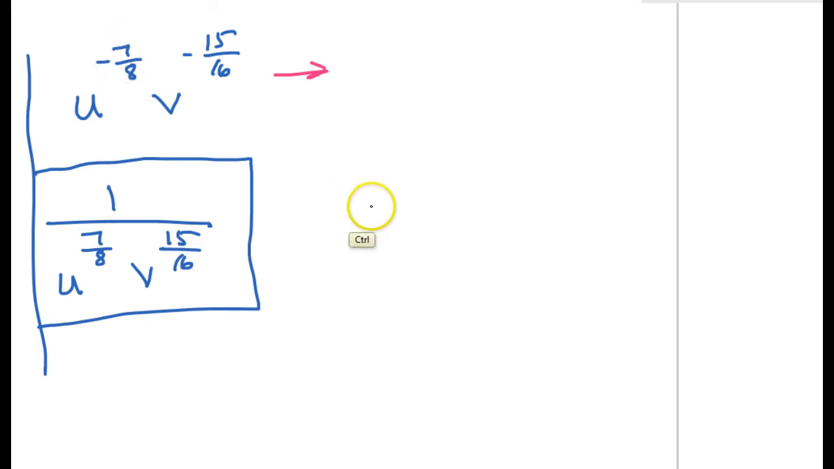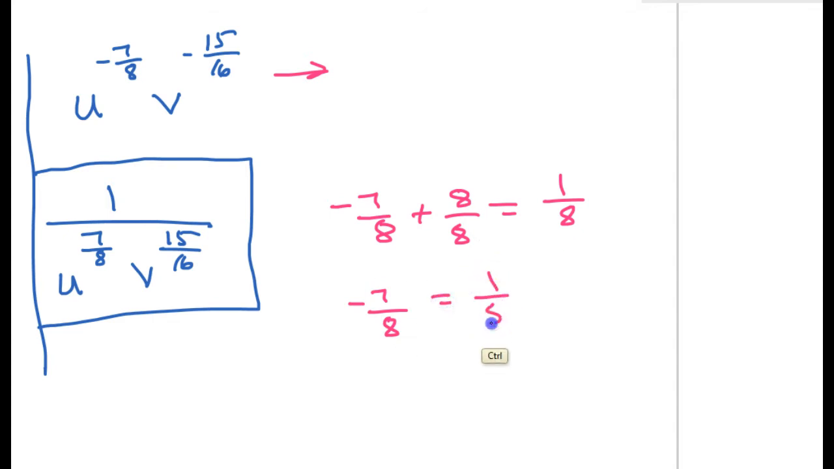Looking at that negative 7/8, I want to add something to this, a whole number, that will give me a positive result. For example, I could add 8 over 8. That would give me 1/8. Subtracting 8 over 8 from both sides, that means negative 7 over 8 is equal to 1 over 8 minus 8 over 8, which is minus 1. That tells me that I can rewrite u to the negative 7/8 as u to the 1/8 times u to the negative 1 power. All right, so I rewrote the u's.